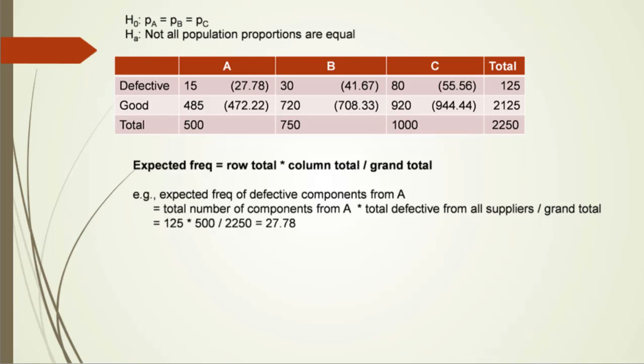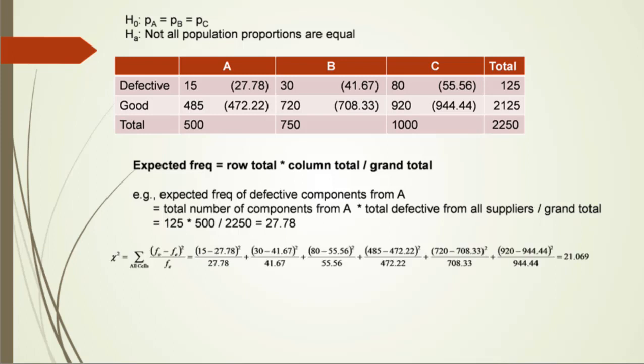We work out the expected frequencies for the entire table. You may be able to see that I put the expected frequencies in parentheses to differentiate the expected counts from the observed counts. Once we figure out all the expected frequencies, we can use the same formula to compute the test statistic. That is, the sum of the squared FO minus FE divided by FE. We get a chi-square statistic of 21.069.